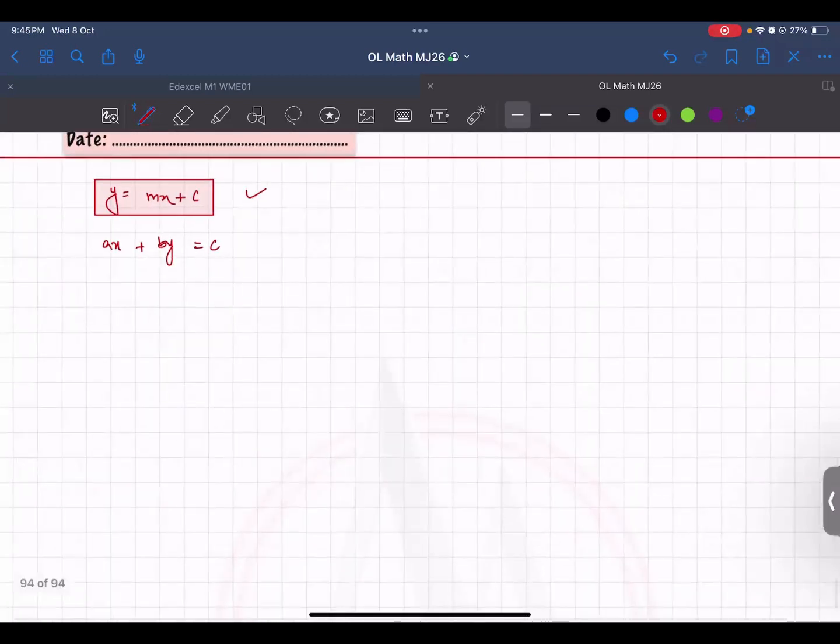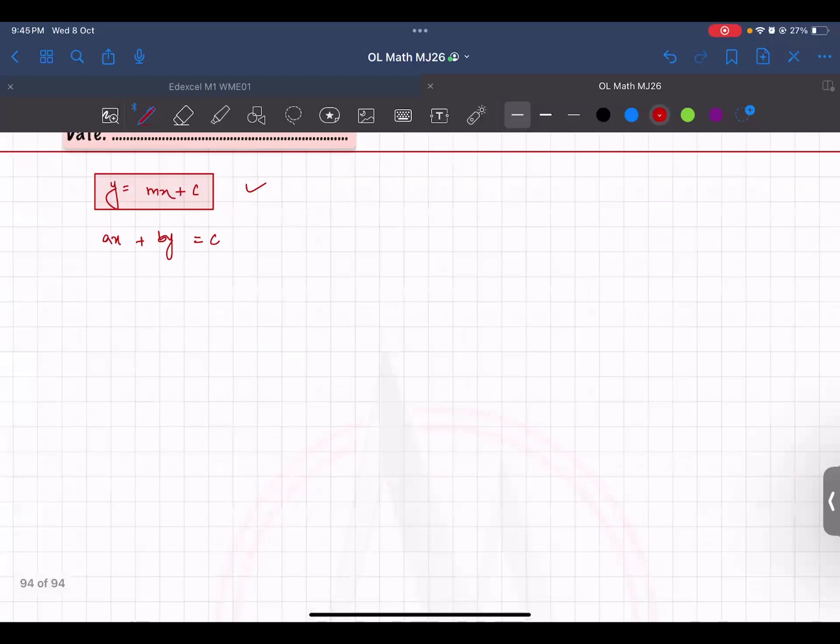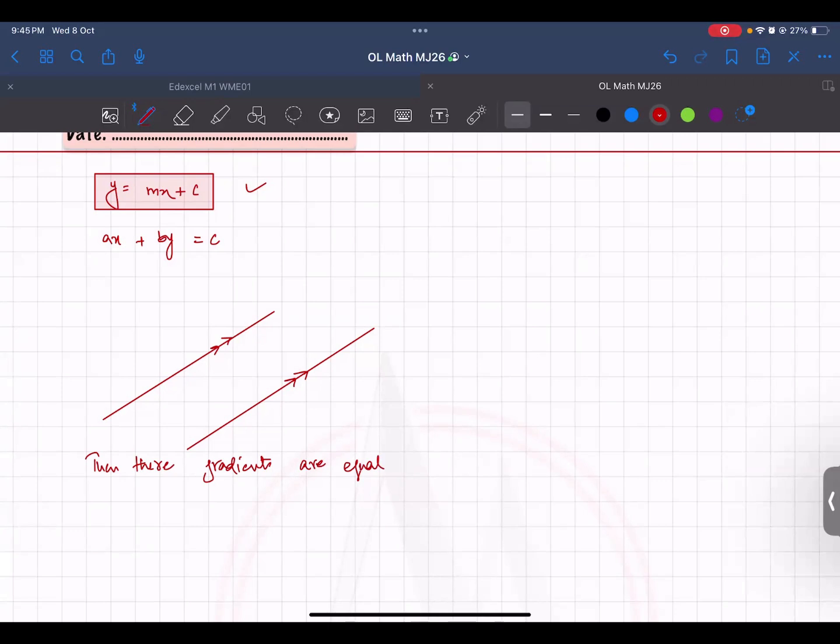So the next thing that we would do today is when you have two lines which are parallel. When there are two lines parallel, then their gradients are equal. Whatever the gradients may be. If the first line's gradient is 1, the other one would also be 1. If the first line's gradient is -10, the other one would also be -10.